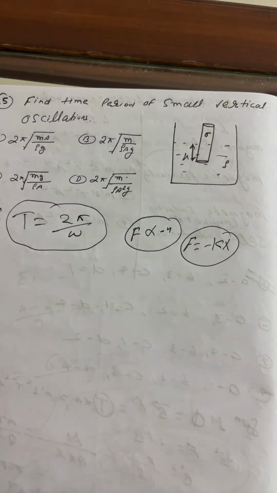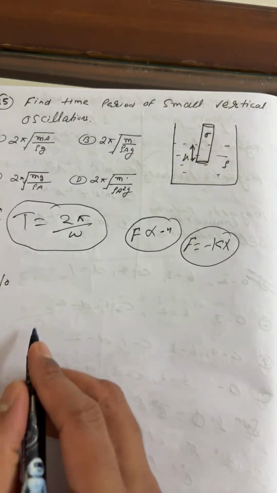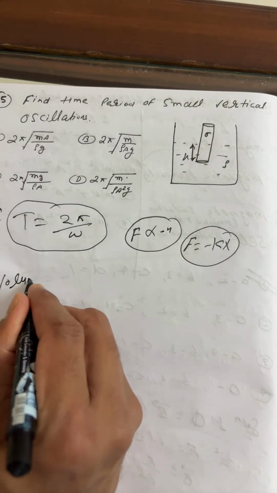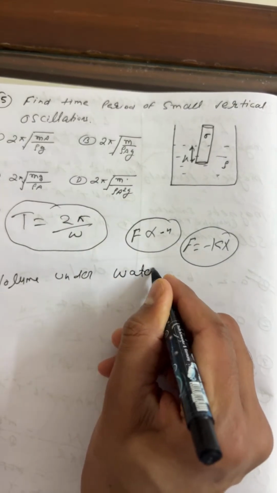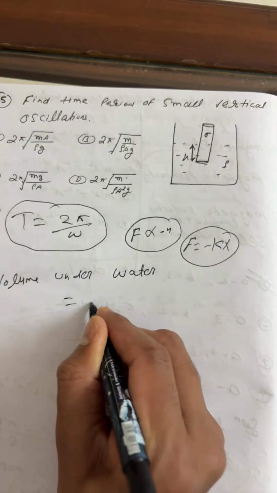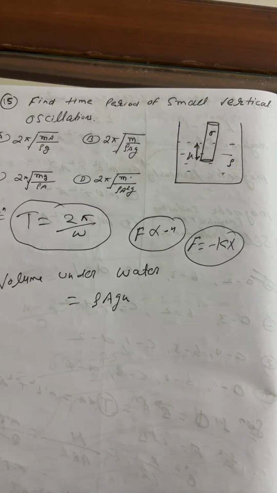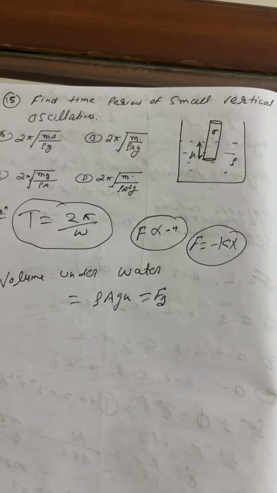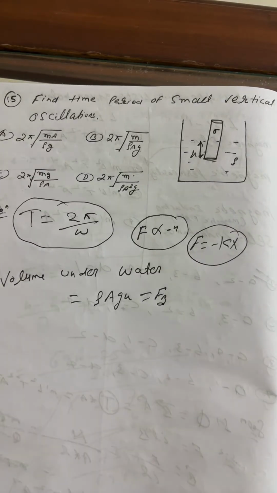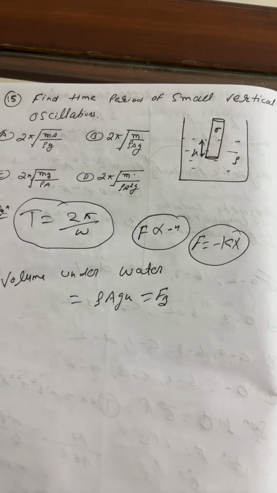So simple, beta, we have to find the force here. I want to write the volume under water. Students, this is the volume under water, and this is rho A g x. You know what I wrote? It's basically the buoyancy force, right? This is the force that is responsible for creating the oscillation of this material.